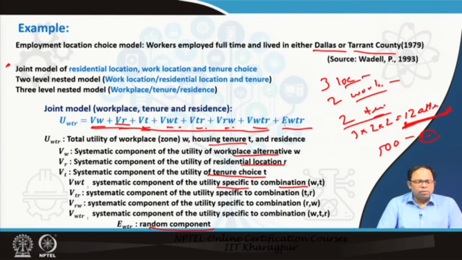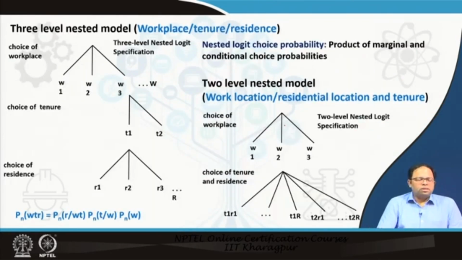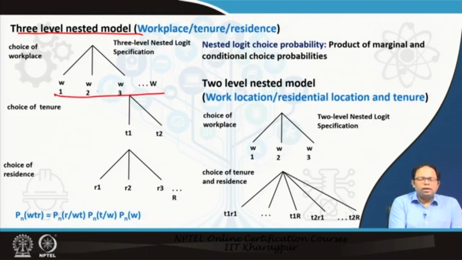Similarly, we could also form nested models. The first model, like we could do, is a 3-level nested model of workplace, tenure and residence. So, we have options of different workplaces W1, W2, W3 and so on, and for each workplace there is a chance to have 2 tenures T1 and T2. For each workplace we can have a subnest of T1 and T2, and for each subnest of T1 we can have different residential choices.